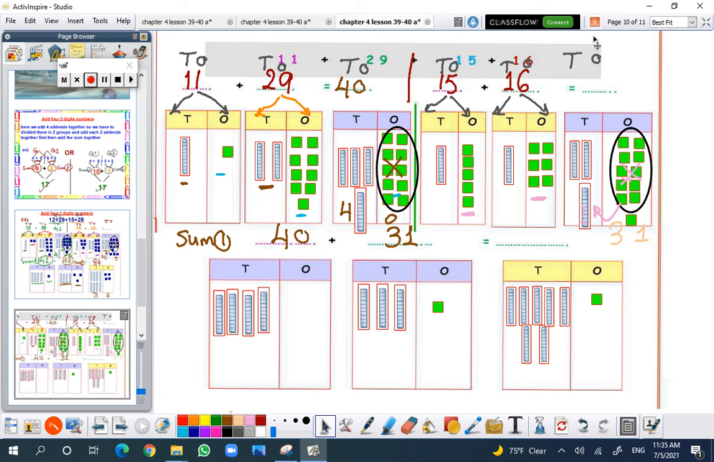Then let's now add the sum of 1 with the sum of 2 together. So here I have 4 on the tens and 3 on the tens. So 4 plus 3 equals 7. 0 plus 1 equals what, guys? Excellent, equals 1. So here I have 7 on the tens, 1 on the ones. So the final answer is 71.